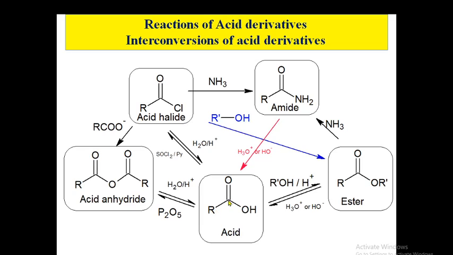Now carboxylic acid on reaction with phosphorus pentoxide, that's a dehydrating agent, obviously you require 2 moles of carboxylic acid now, and you will get the acid anhydrides. Acid anhydrides on hydrolysis give back the original carboxylic acid molecules. So again these are interconverted.